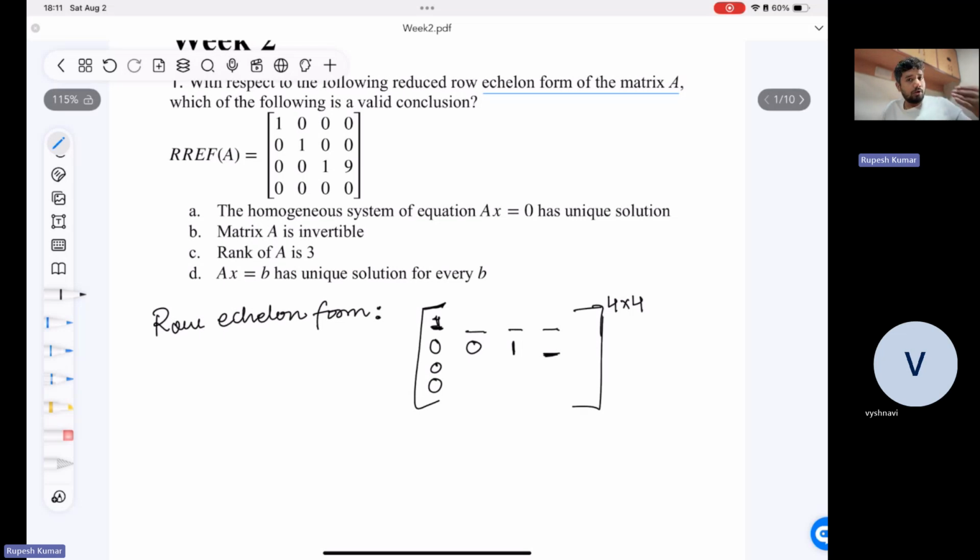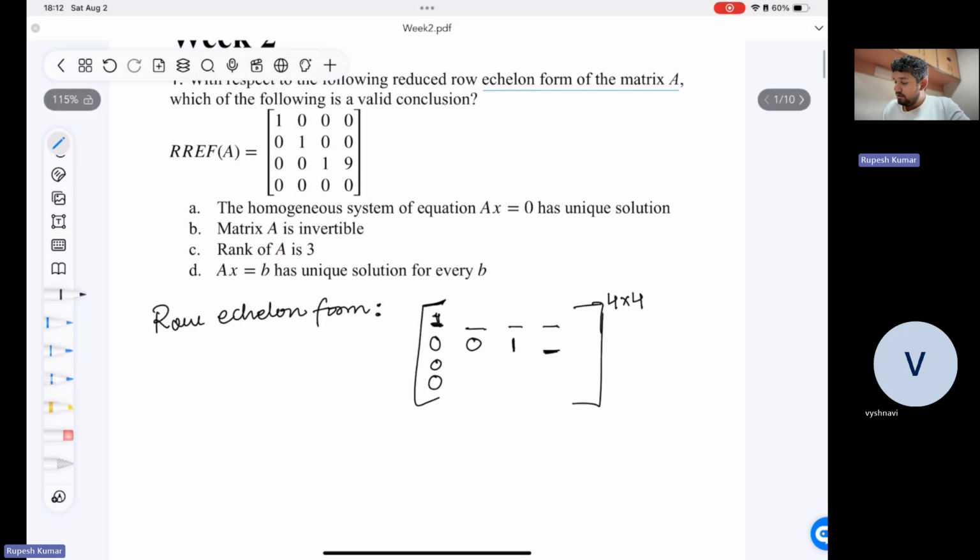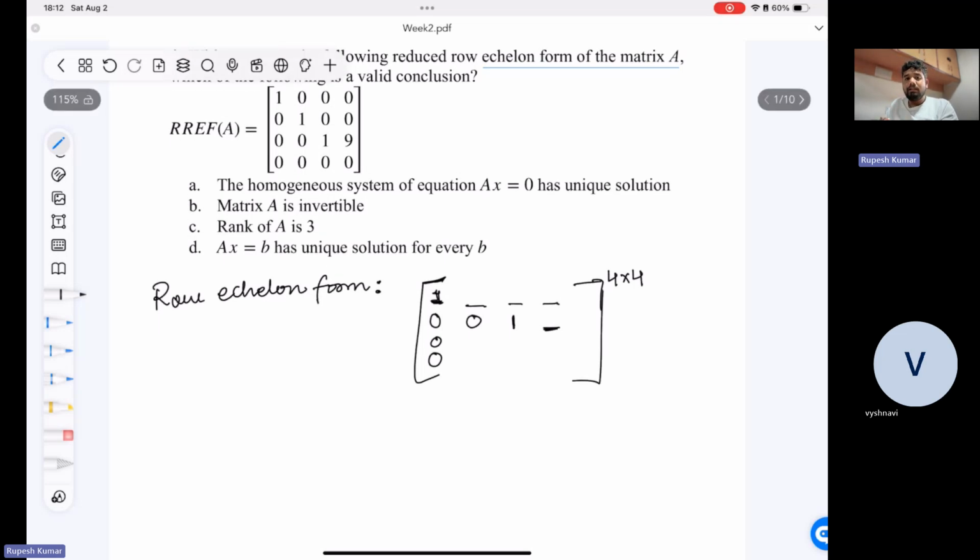And when you do these operations, the idea is that the matrix should have some sort of properties, and these are the properties that we are looking into. Essentially, let's say we have a 4 cross 4 matrix which is in a reduced row echelon form. Then the property is that the leading number for each row should be 1, which is essentially known as the pivot element, right?